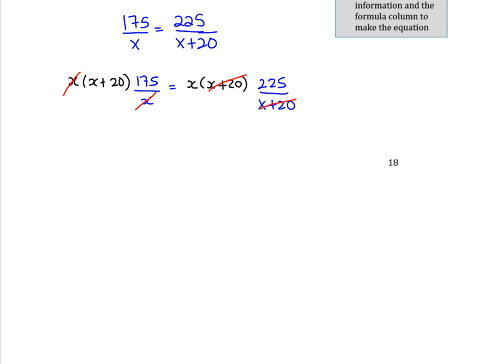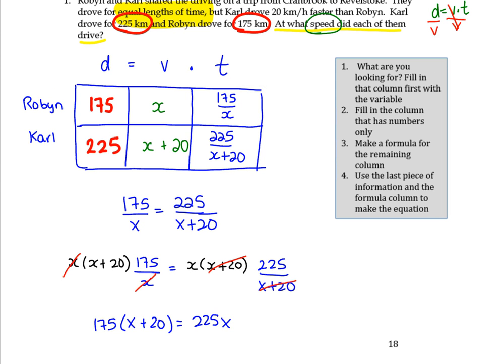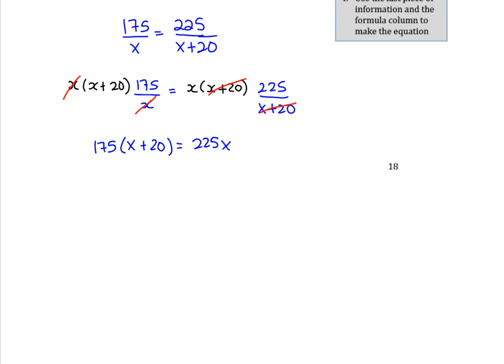Do you want to go straight to expanding here? Nope. Okay. So 175 times x plus 20 equals 225x. Is this a situation where you could have cross-multiplied? Yes, right? Just because you have one fraction, a over b equals c over d. So notice how you have 175 times, you need brackets, x plus 20 equals 225 times x. Okay.